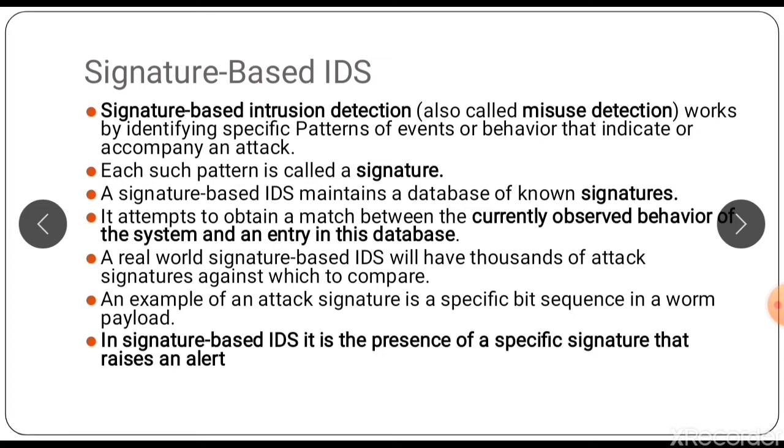A real-world signature-based IDS will have thousands of attack signatures against which to compare. An example of an attack signature is a specific byte sequence in a worm payload. So for an anomaly based IDS, it is the absence of normal behavior that will indicate an attack, while for a signature based IDS, it is the presence of a specific signature that will raise an alert.